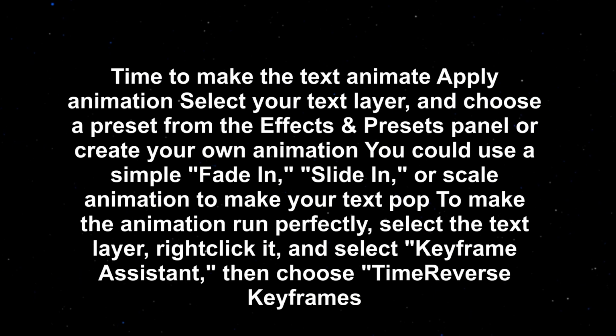Time to make the text animate. Apply animation. Select your text layer and choose a preset from the Effects and Presets panel, or create your own animation. You could use a simple fade in, slide in, or scale animation to make your text pop. To make the animation run perfectly, select the text layer, right-click it, and select Keyframe Assistant, then choose Reverse Keyframes.